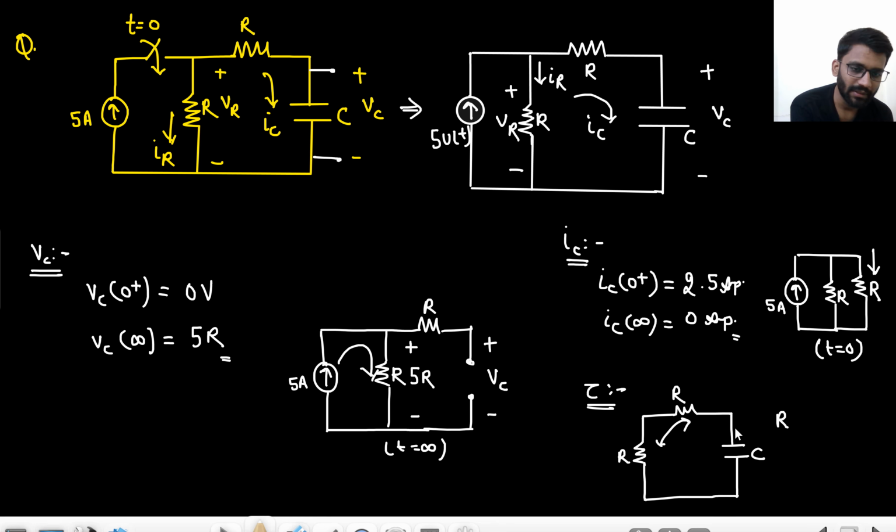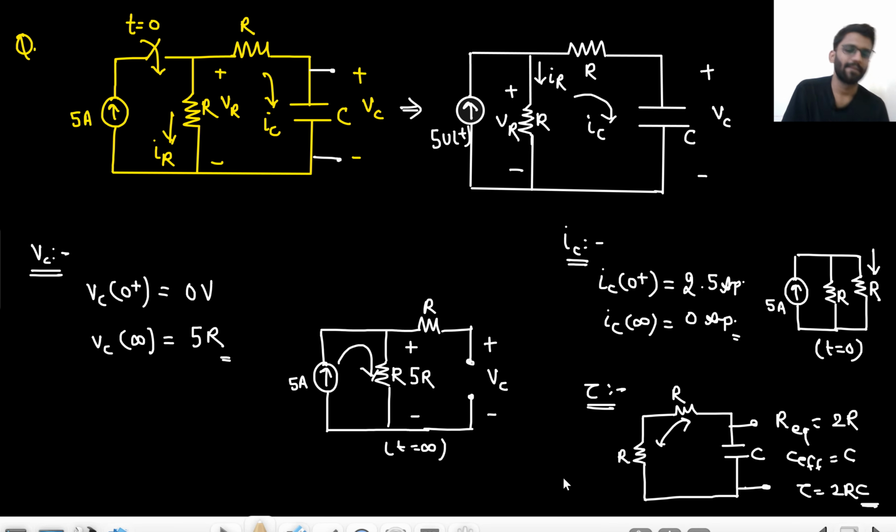So what is my R? This is my output. Here I am taking the output. So what is my R equivalent? That is 2R. What is my C effective? That is C. So what is my time constant? That is 2RC. Time constant is 2RC. So VC is rising from 0 to 5R and IC is decaying from 2.5 to 0.